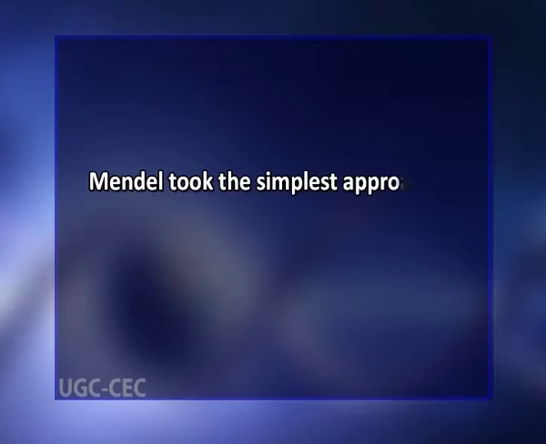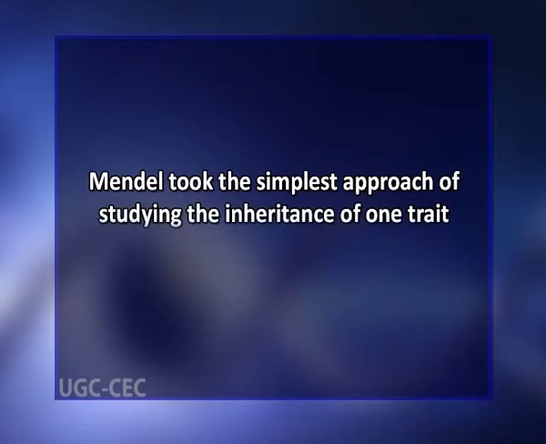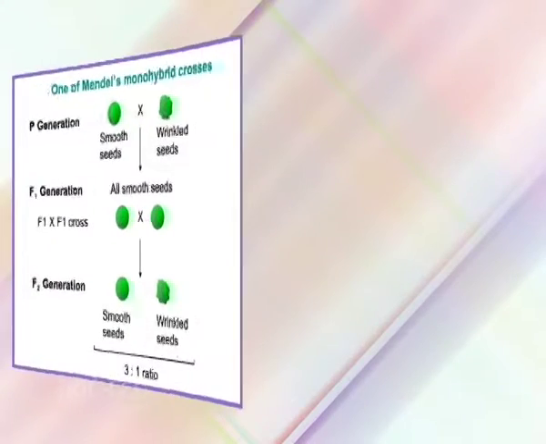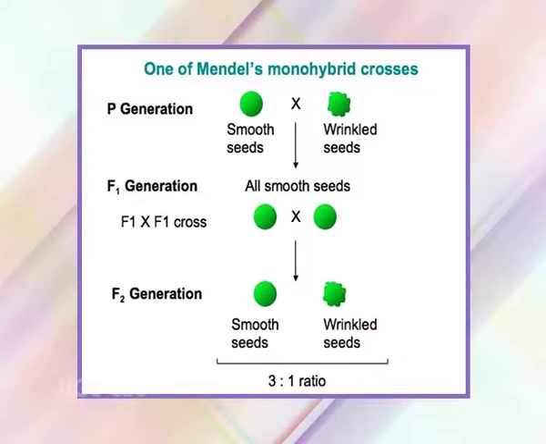In his initial breeding experiments, he took the simplest approach of studying the inheritance of one trait at a time. He made carefully controlled matings, or what we call crosses, between pea strains that had obvious differences in heritable traits, and most importantly, he kept very careful records of the outcomes of the crosses. The numerical data he obtained enabled him to do a rigorous analysis of the hereditary transmission of traits.